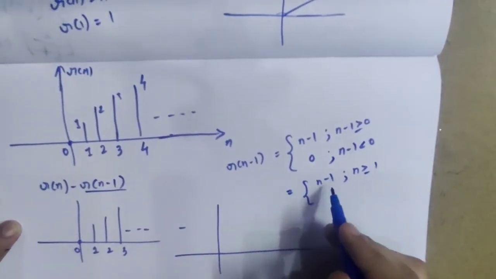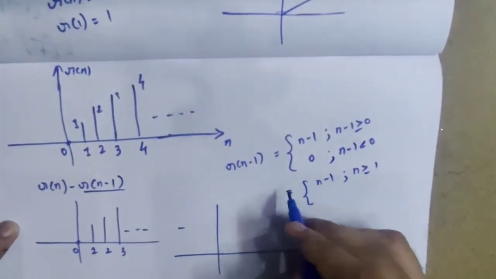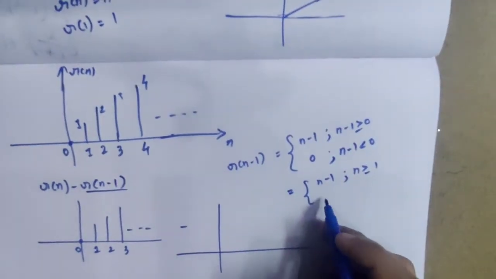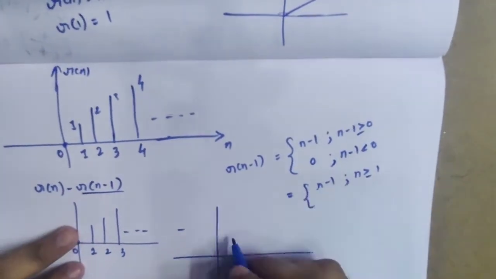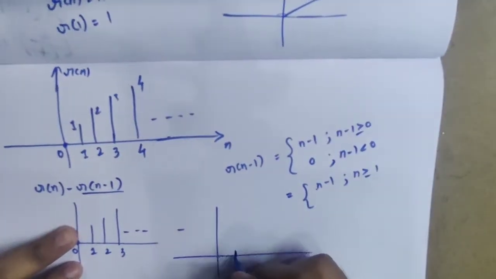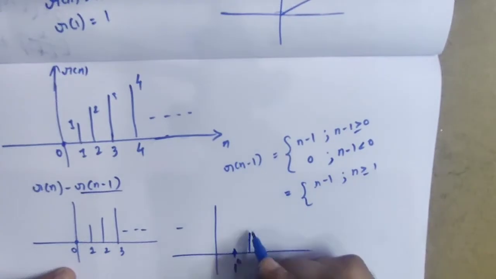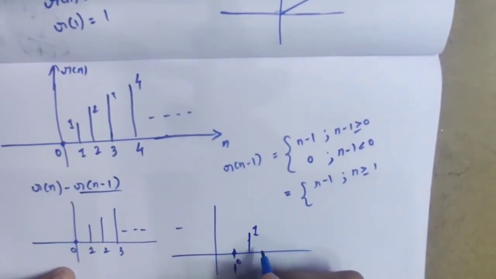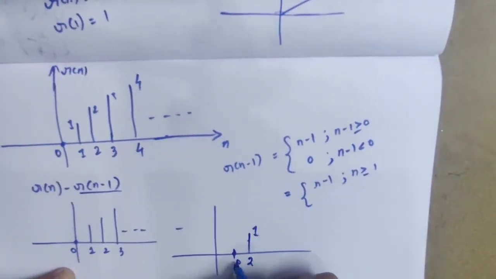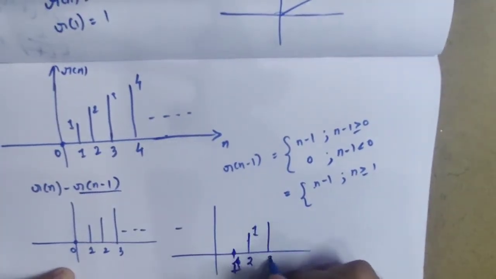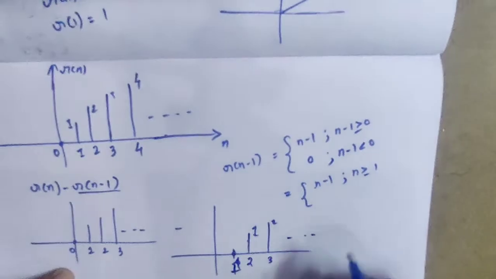So if I substitute 1, what will be my value? It will be 0, right? 1 minus 1, 0. At 1 it is 0. At 2 it will be 1. So at 1 the amplitude is 0. At 2 the amplitude is 1. At 3 the amplitude is 2, and so on.